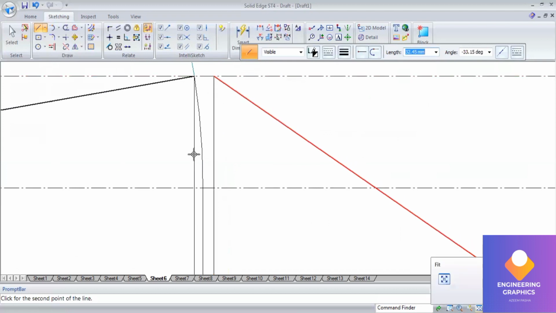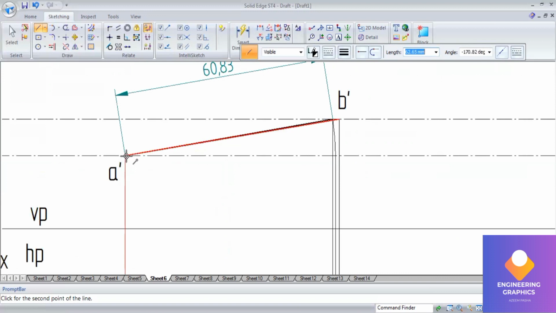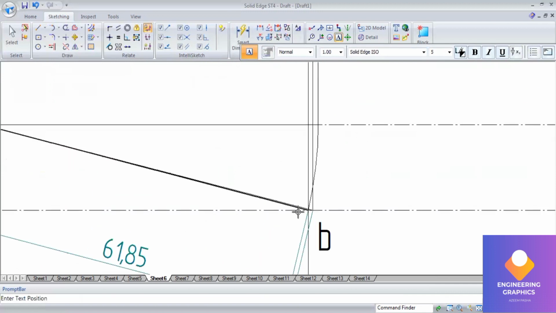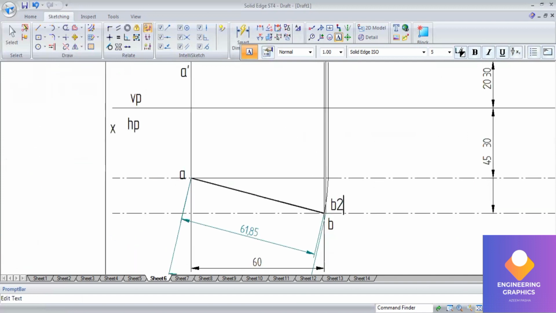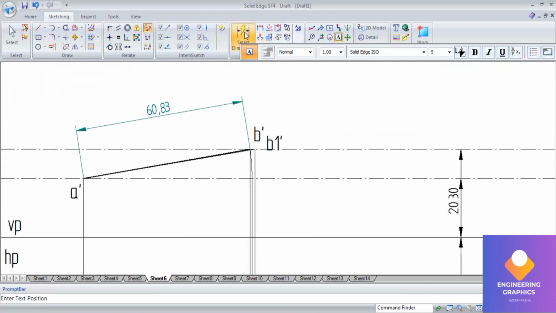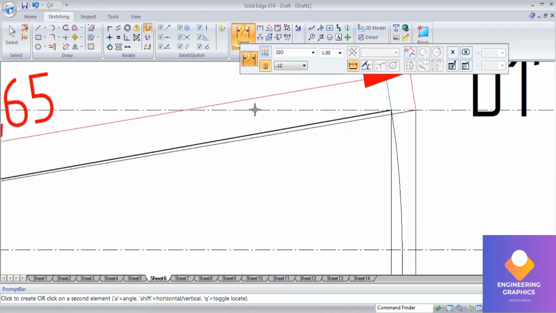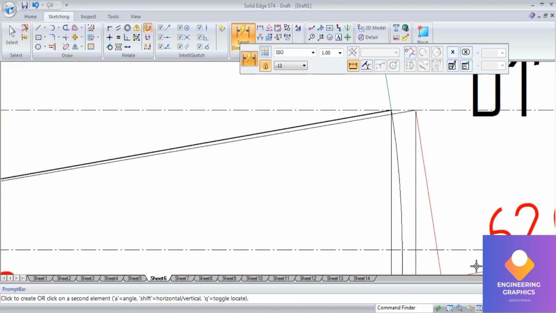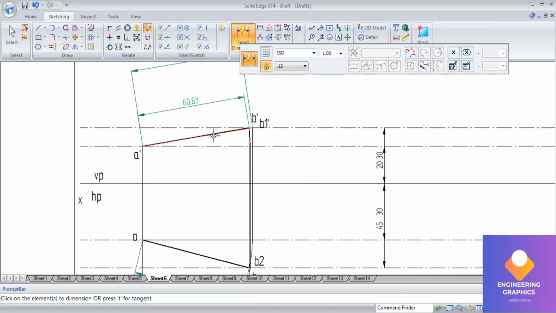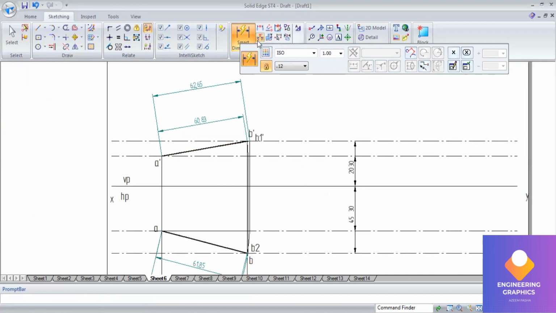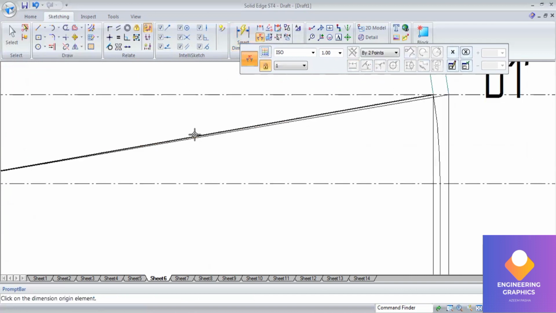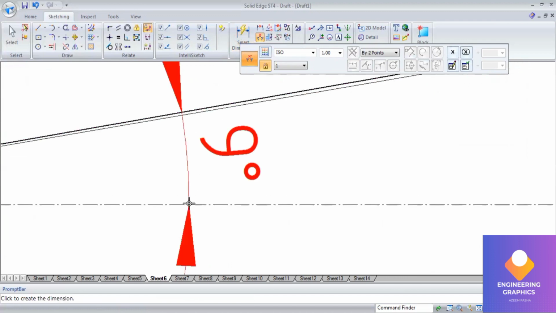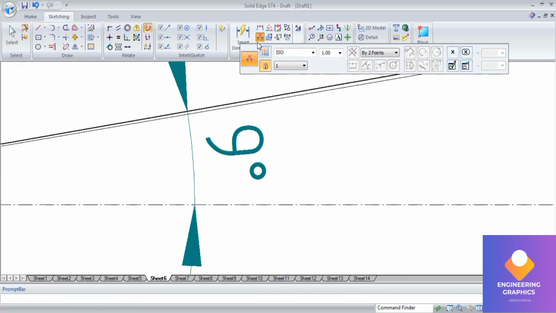Now you join from here to here. So this is your B1 dash. So we have completed both true lengths and apparent lengths. Now I am going to measure these true length distances and angles as per the question given. You can see the true lengths will be the same in both the top and front view. That's the concept. And measure the angles.